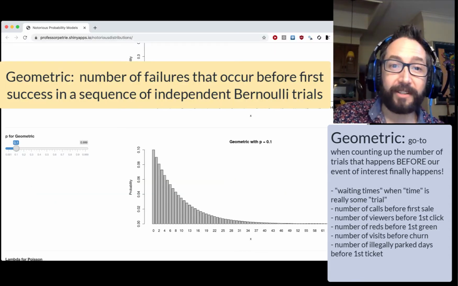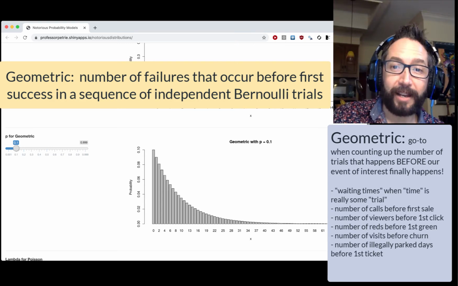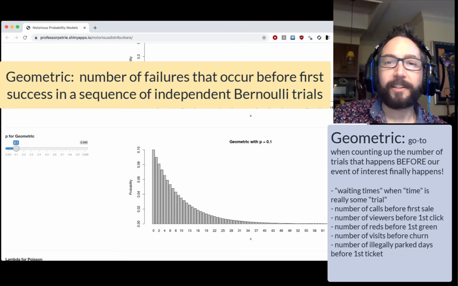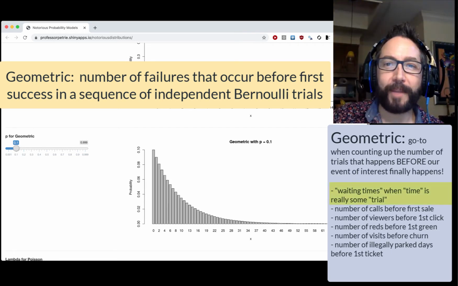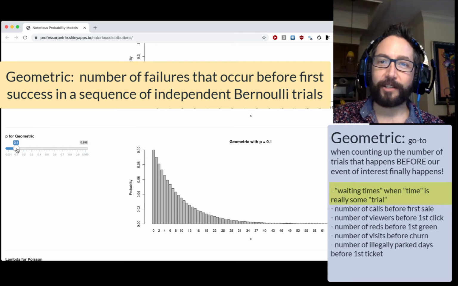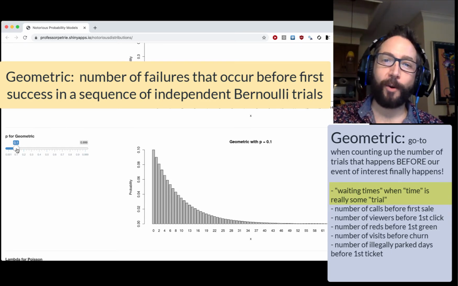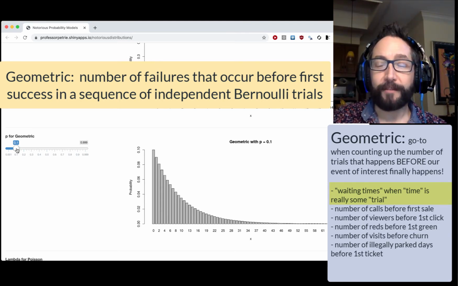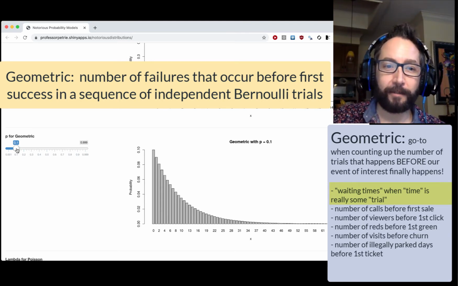All right, so what does the geometric distribution look like? What do we actually use it for? Well, the geometric distribution is always going to be used when we're looking at waiting times. So how many failures do we have to experience before that very first success? Here we have our geometric PMF with a slider that lets us set the probability of success. The heights of those bars let us know the probabilities of observing a certain number of failures before that very first success occurs.